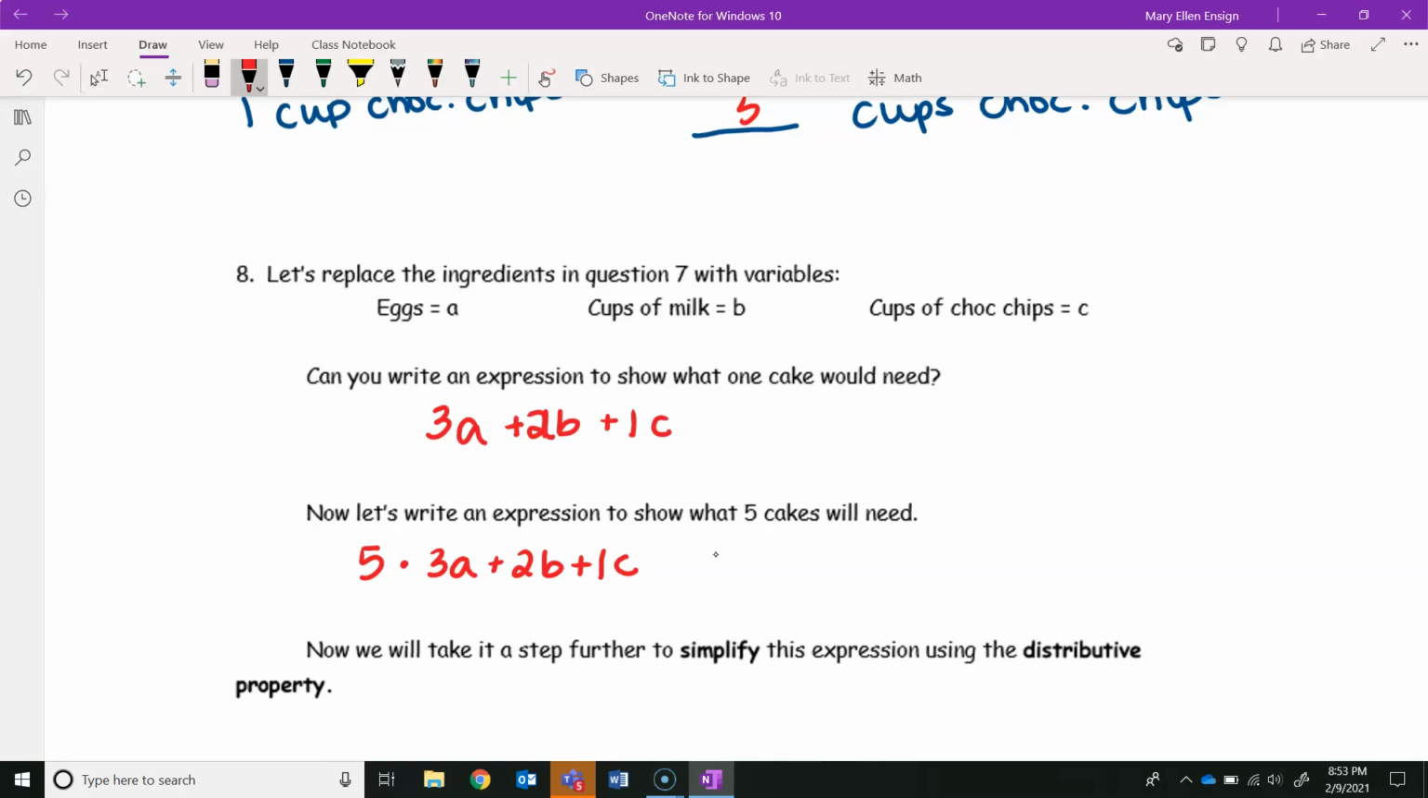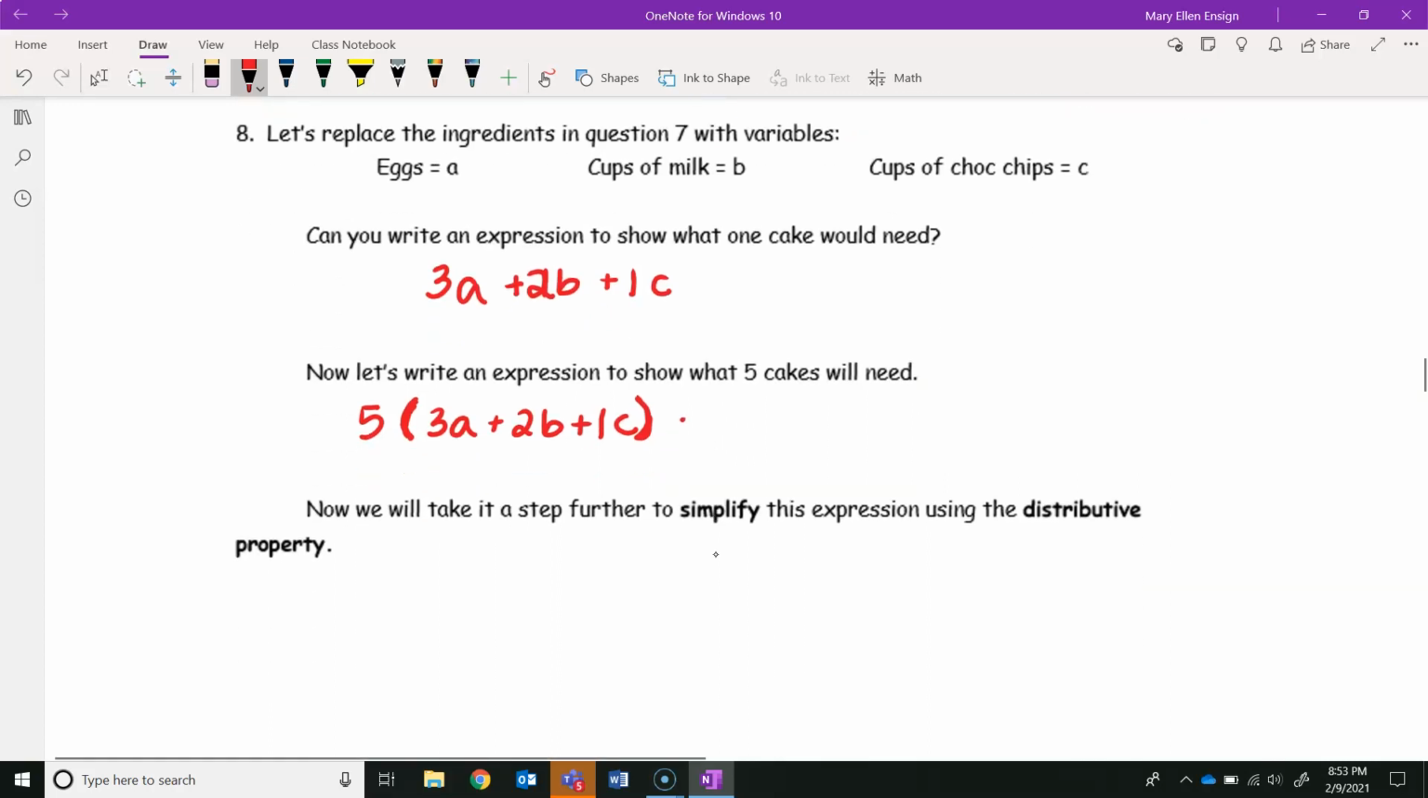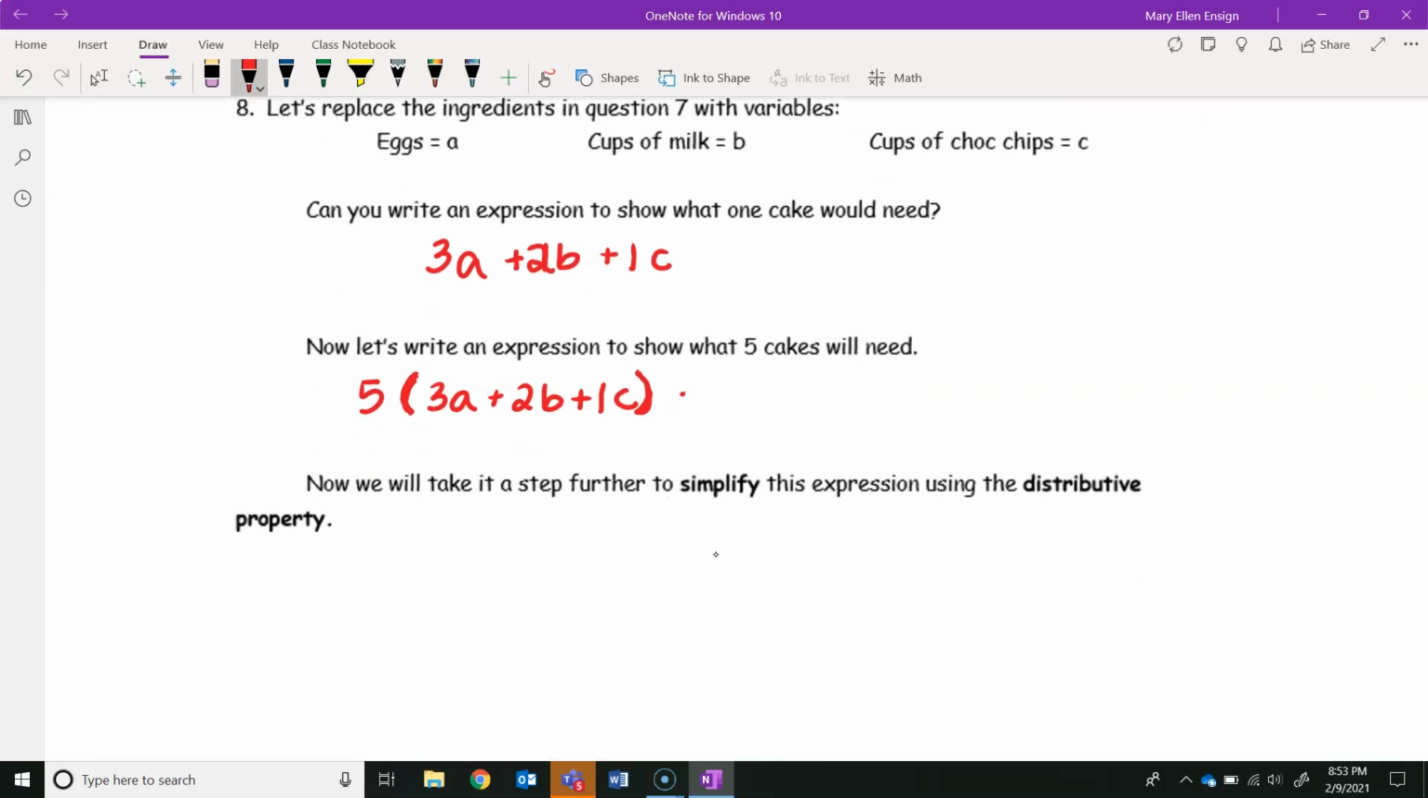So if I want to take this whole expression with more than one term and multiply it by 5, I need to put this in parentheses to show that, as we did up here, we weren't just multiplying one thing by 5, we're multiplying all of those by 5. So now, in this next step, we can simplify this using the distributive property. The distributive property says that everything in this expression is going to get multiplied by whatever's outside here.